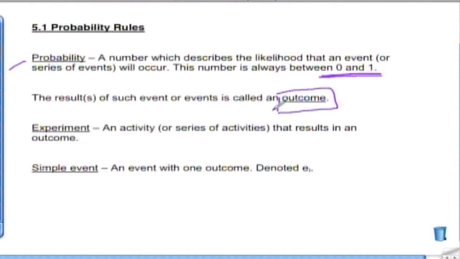So that's the result of your event, which is called an experiment. Okay, so the experiment creates the probabilities. Okay, so it's an activity or a series of activities that results in an outcome.